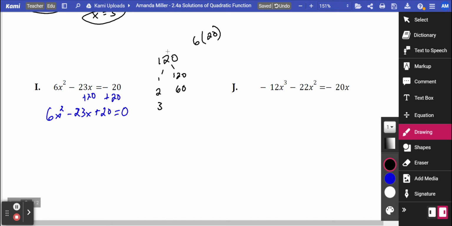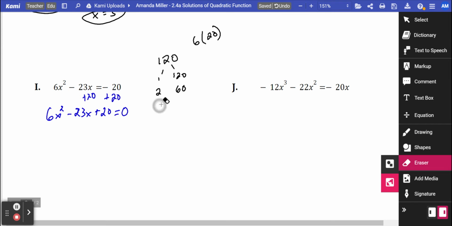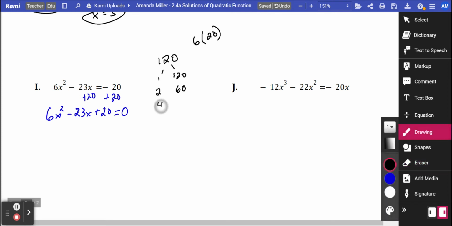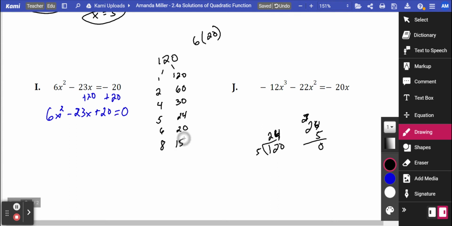3 and... Nope, not 3. How about 4? 4 and 30. 5 and 24. 6 and 20. 8 and 15. Oh, right here. 8 and 15. If I did a negative 8 and a negative 15, it's going to get me negative 23. So we're going to split that one up.